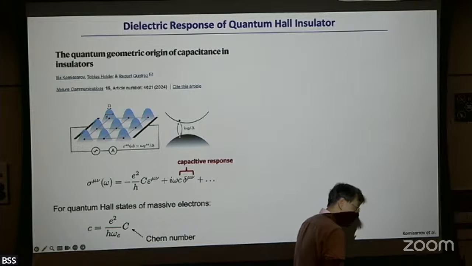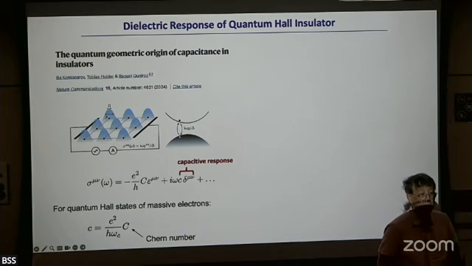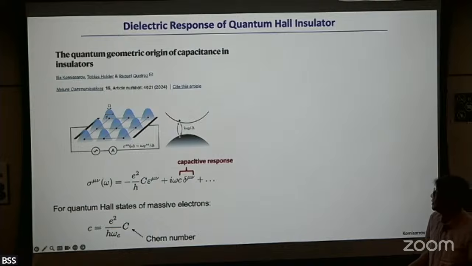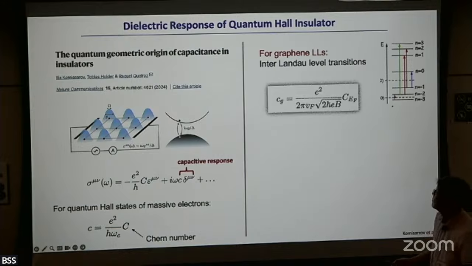Again, the sample I'm going to use is graphene. Part of the reason is that it's easy to implement this type of experiment in various ways. Once you get into graphene, the story changes a little bit, because the reason that the capacitance, the dielectric response, contains the Chern number is that you have this kind of excitation across the insulating gap.